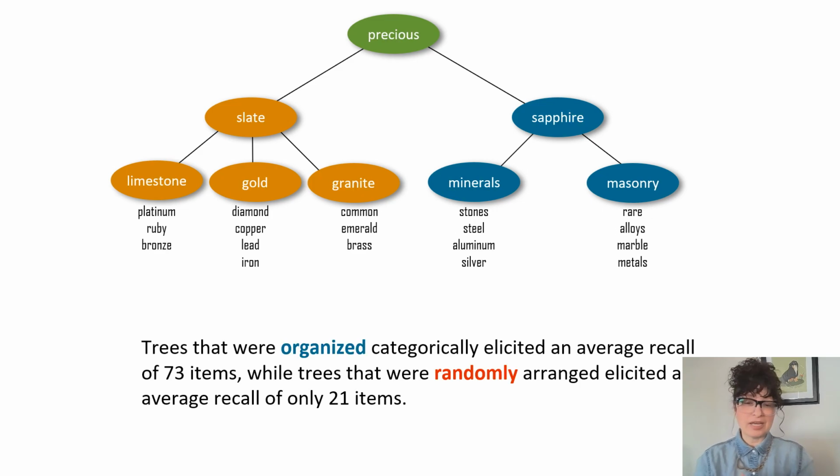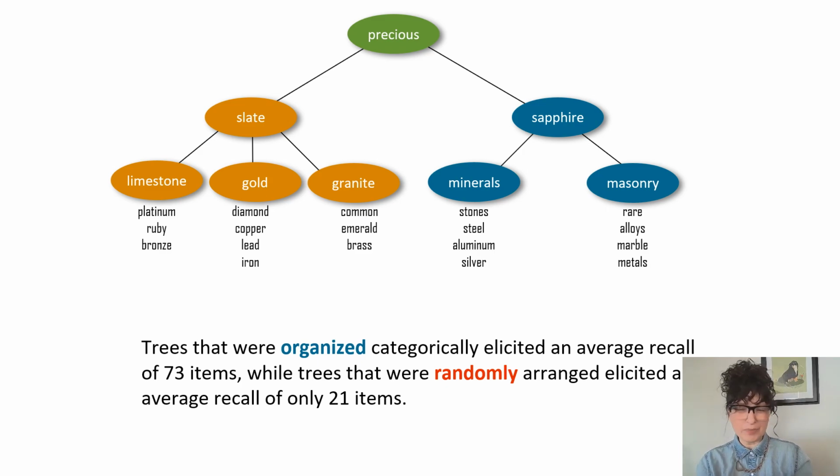What they found was that participants who had trees that were organized categorically recalled an average of 73 items, while the participants that saw the trees that were randomly arranged only recalled on average about 21 items. That's a huge difference here. And note how this doesn't really conform to the capacity of short-term memory, right? 73 items is an enormous amount of information to remember. So is this short-term memory? Is this long-term memory? Is this episodic memory?